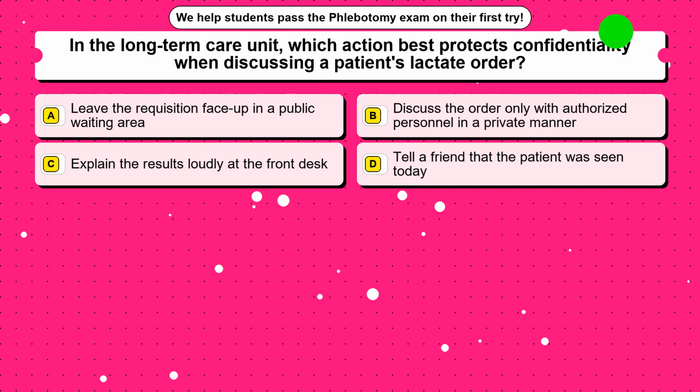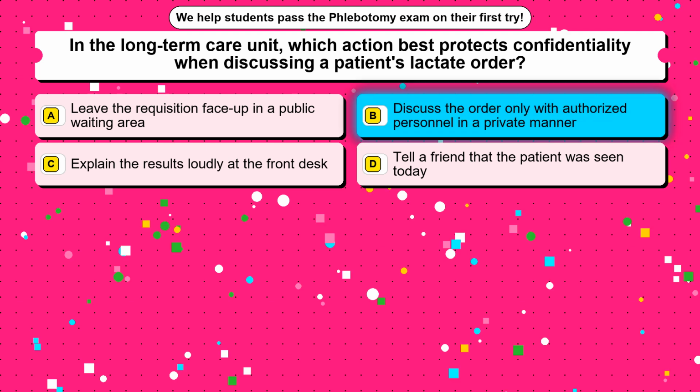Question 5. In the long-term care unit, which action best protects confidentiality when discussing a patient's lactate order? Option A. Leave the requisition face up in a public waiting area. Option B. Discuss the order only with authorized personnel in a private manner. Option C. Explain the results loudly at the front desk. Option D. Tell a friend that the patient was seen today.